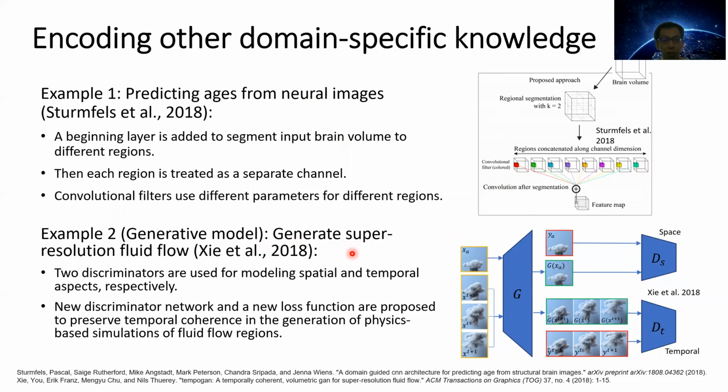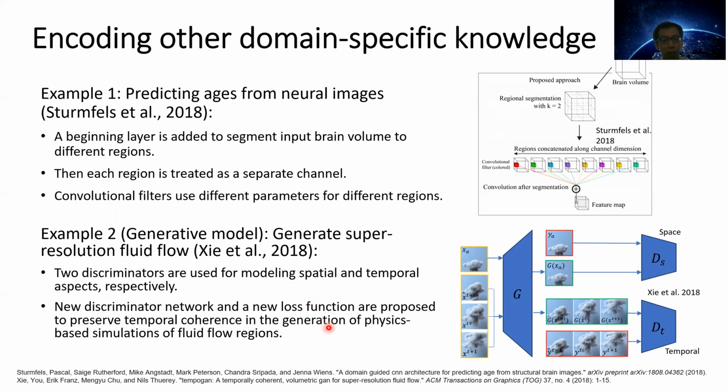And the second example is about data generation. Basically, we are trying to simulate super-resolution fluid flow. This method is based, again, on the generative adversarial network. Remember, in a standard GAN-based model we have a generator and a discriminator, and they compete with each other. Here they extend the standard GAN model by introducing two different discriminators. One discriminator is used to preserve the spatial coherence of the simulated data, and the other is used to guarantee temporal coherence.